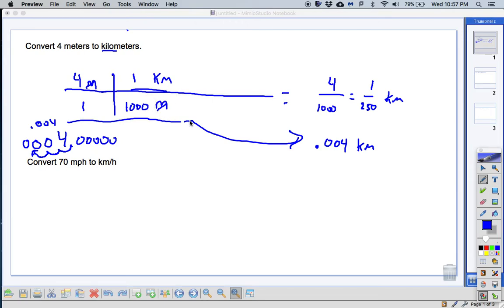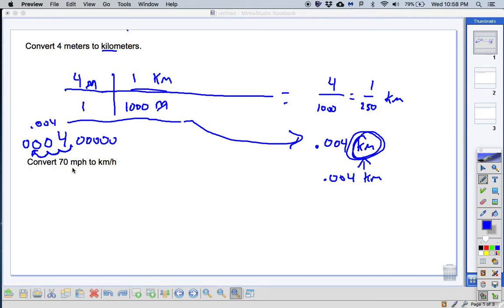With units, make sure that you are labeling them. The number is not enough. You must have the units as well. Otherwise, it's an absolutely meaningless number. So the answer here is not 0.004, but 0.004 kilometers, or km for kilometers.